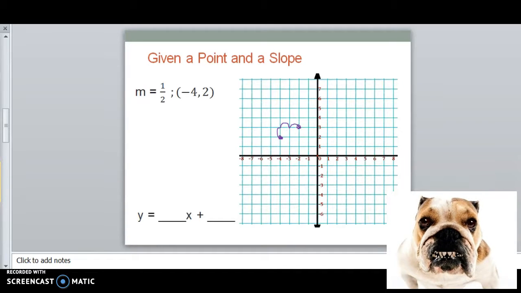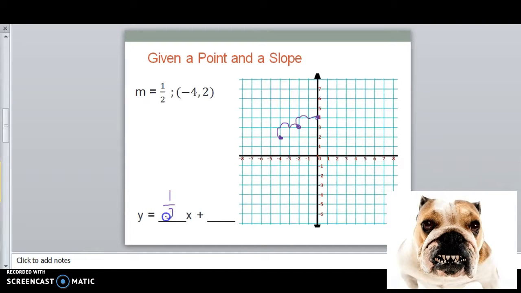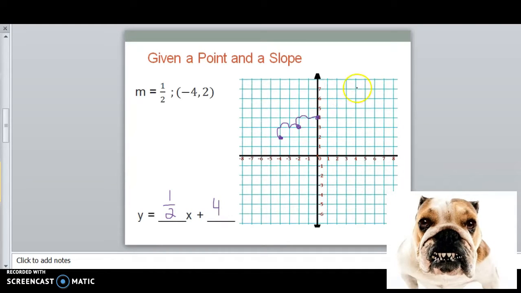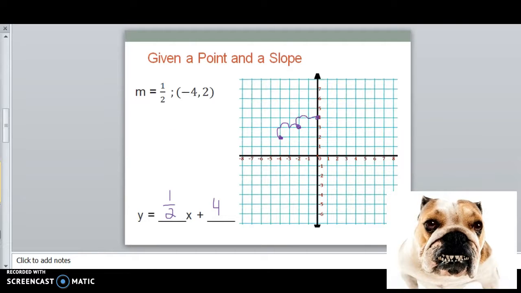I have not yet reached the y-axis. So I'm going to keep using slope until I reach my y. So if I rise 1, run 2, now I'm on my y-axis. So the equation of this line is y equals 1/2 x plus 4, because this line intercepts the y-axis at 4.